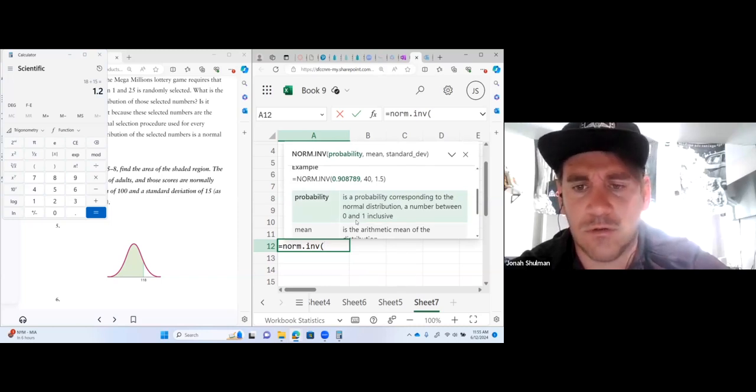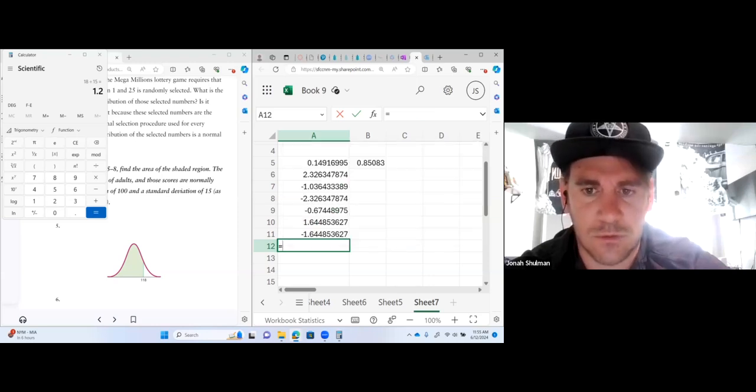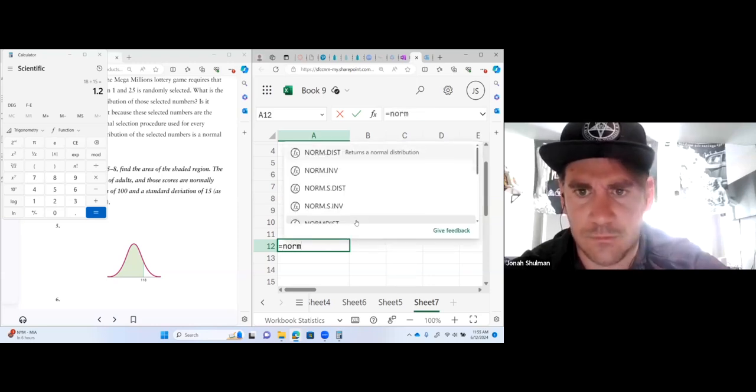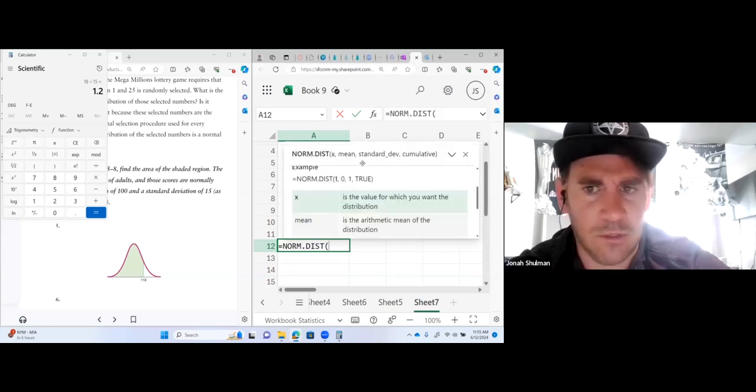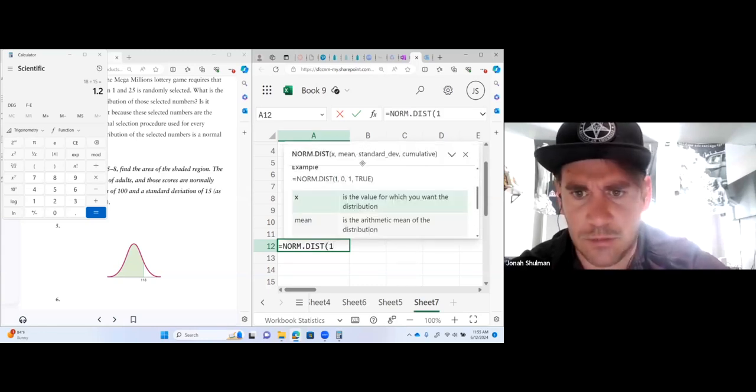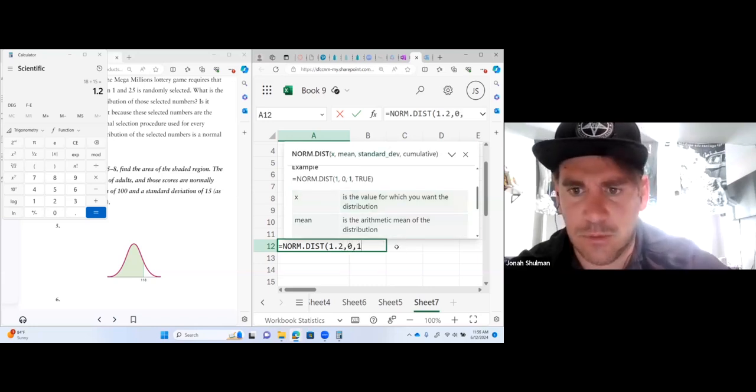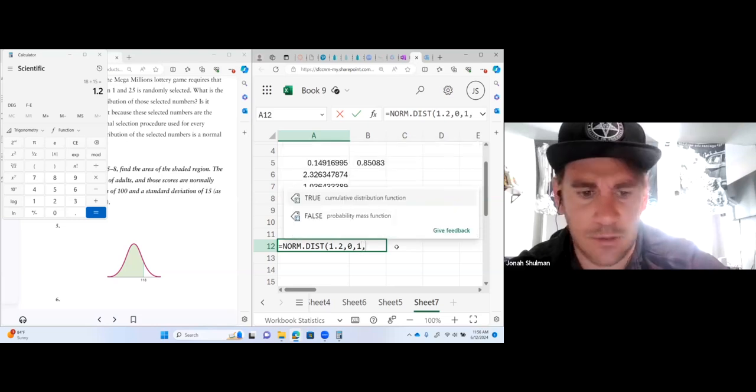Oh no, sorry. We just have to go the regular way. It just equals norm dot distribution. And we know our z-score is what? 1.2. Our mean is 0. We have 1.